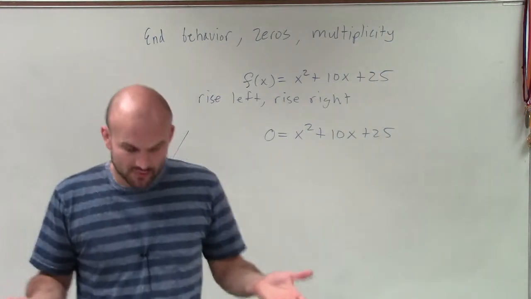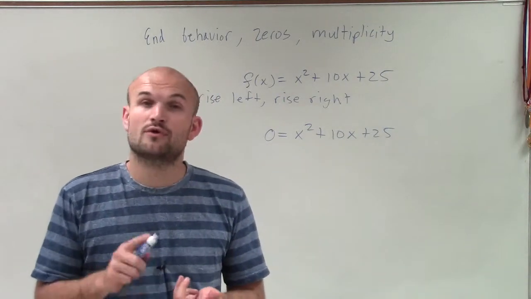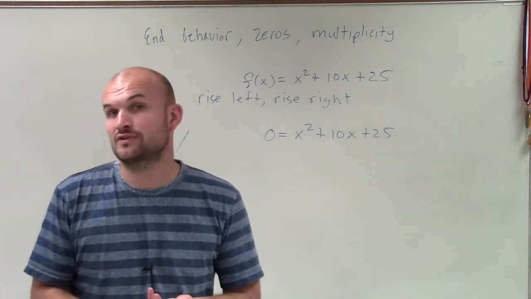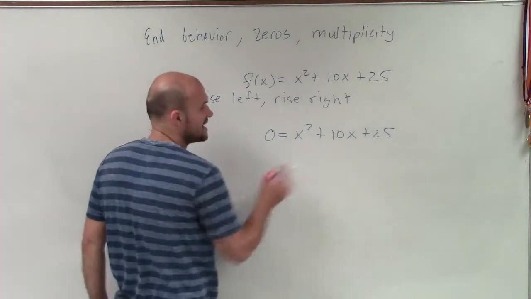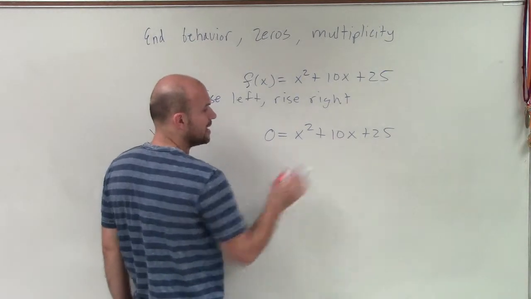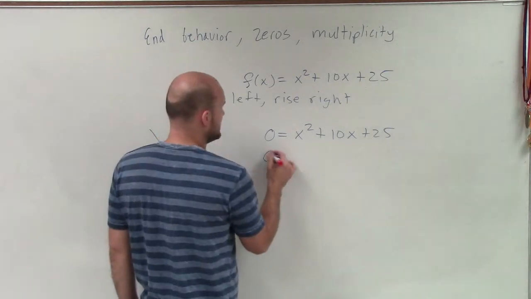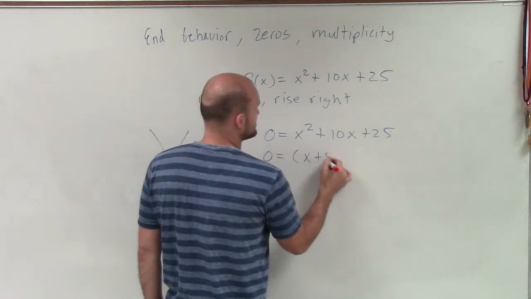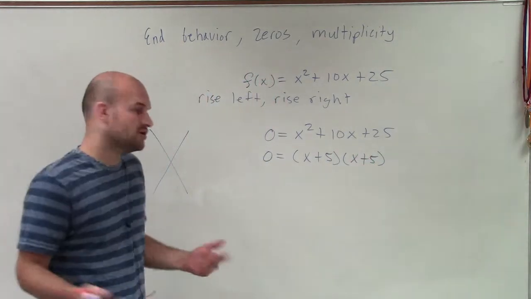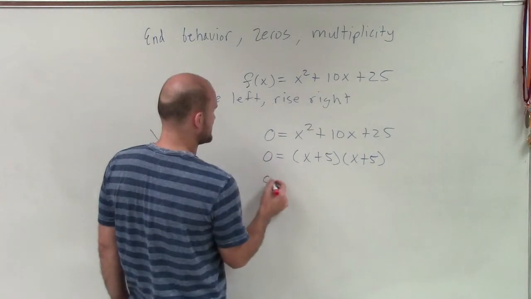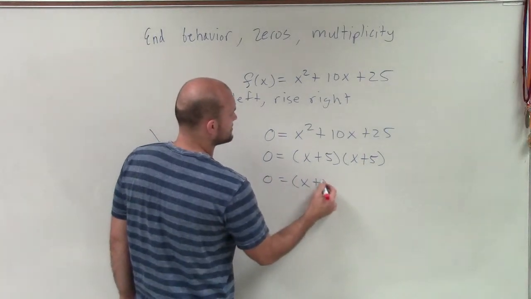And there's a couple things that happen when we have a perfect square. One, I want to look for a perfect square trinomial. And two, I want to look for difference of two squares. Well, this is obviously not a difference of two squares, but this is a perfect square. This is a perfect square trinomial, meaning I can rewrite this as the product of x plus 5 times x plus 5.